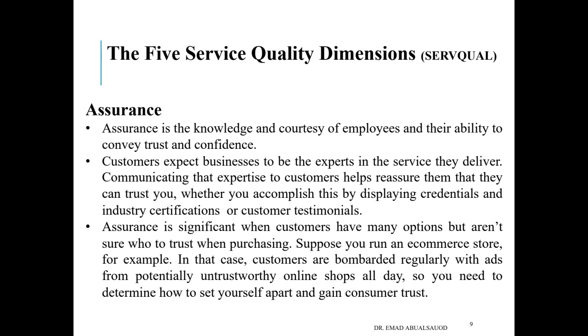The fourth one is assurance. Assurance is the knowledge and courtesy of employees and their ability to convey trust and confidence. I'll give you a very good example. When your program is accredited by ABET or any authentic organization, this gives you assurance that the service will be provided by this organization. Customers expect the service to come from a trusted agency. That's why when it's approved by the government or they have the government paperwork, السجل التجاري, the licenses, if it's a restaurant, from the municipality, this gives you more assurance about the service.